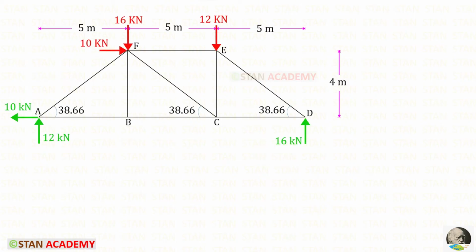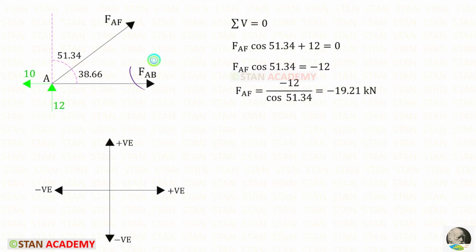Now we are going to take the joint A. FAB we have already found. We have to only find FAF. Using this rule, we can find that. This is acting upwards, so it will be positive. FAF is inclined. We have to resolve that in the vertical direction. To keep it vertical, we need 51.34 degree. So we have to multiply FAF with the cos 51.34. Since it is acting upwards, it will be positive. For FAF, we will get minus 19.21.